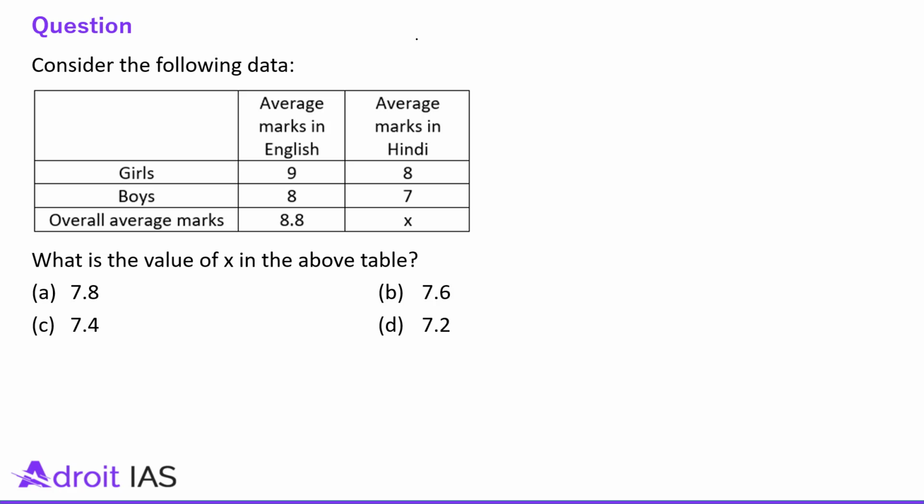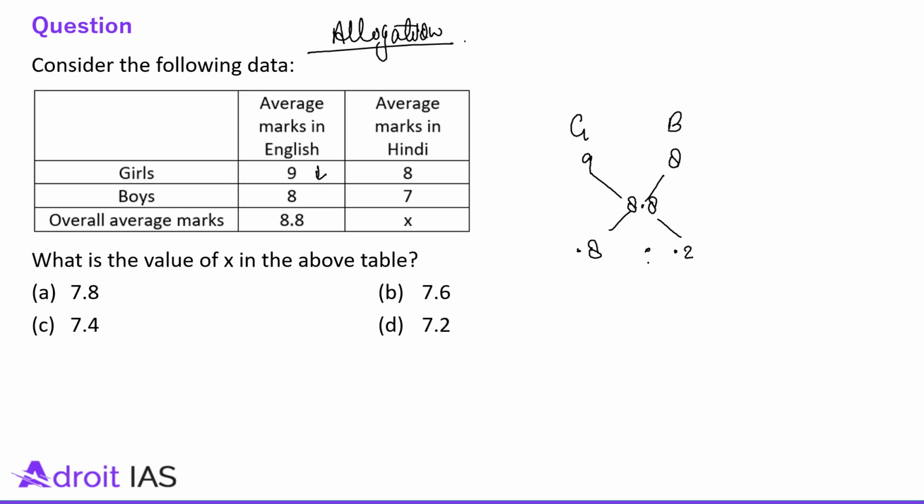Consider the following data. See everybody, this question belongs to mixtures and alligation, right? Alligation topic, a simple mathematical question. Average marks in English: girls 9, boys 8, and the overall is 8.8. So the differences are 0.8 and 0.2, so the ratio is 4:1, right? So in the class, the ratio of girls to boys is 4:1, right?